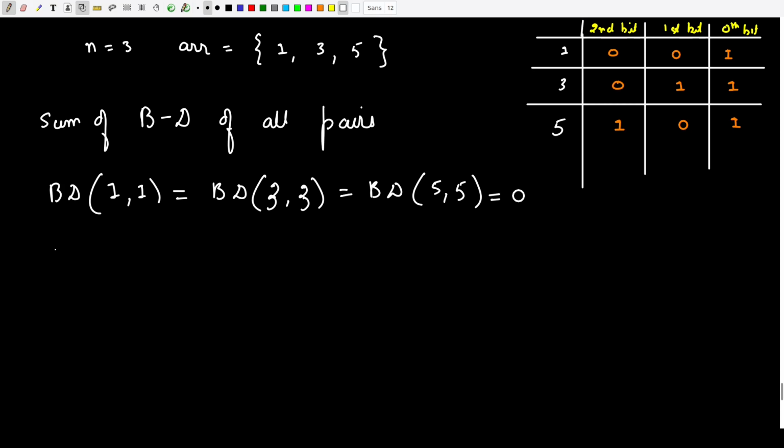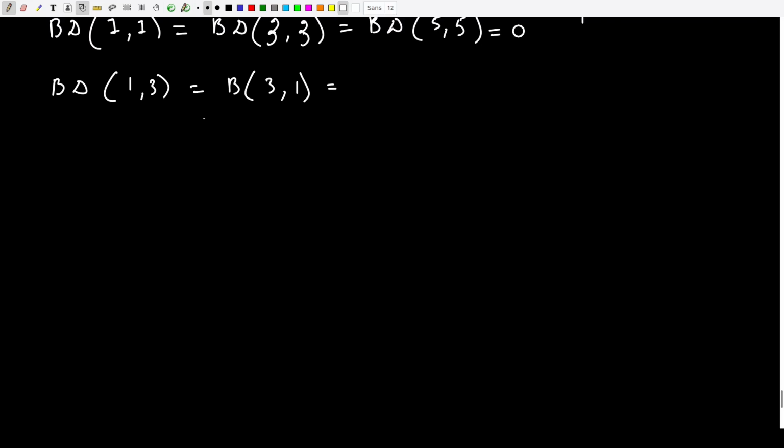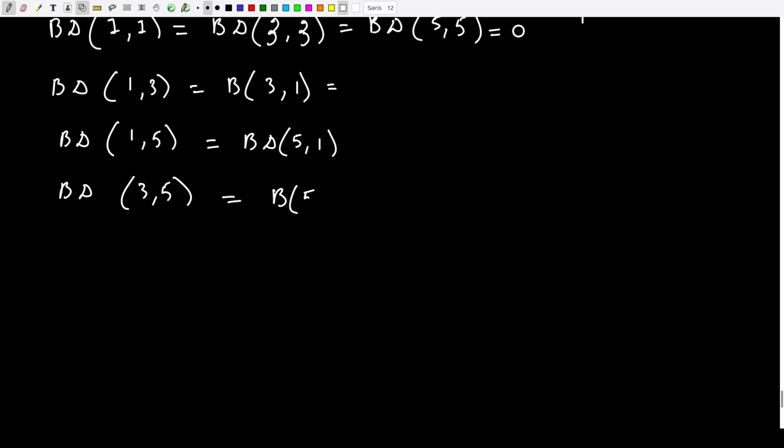Similarly, we also understand that the bit difference of 1, 3 is equal to the bit difference of 3, 1. Let us just list down all the pairs which we have. Similarly the bit difference of 1, 5 will be equal to the bit difference of 5, 1. And here the bit difference of 3, 5 will be equal to the bit difference of 5, 3. So these are the 9 pairs which we have.